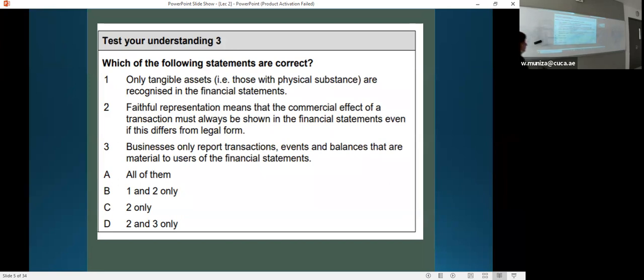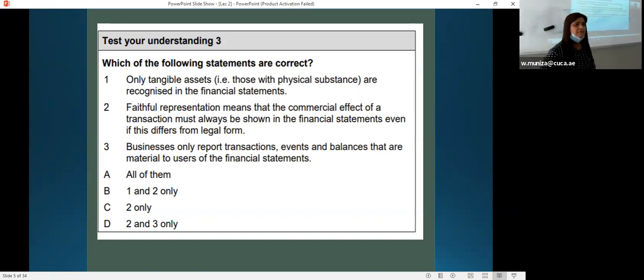The definition that the commercial effect of a transaction must always be shown in the financial statements, even if it differs from the legal form, is substance over form. This is not the meaning of faithful representation. Got it? Faithful representation simply means that with honesty and unbiased behavior, the transactions have to be recorded. While substance over form means that the commercial effect, the economic substance of the transaction, will have priority over the legal form. Getting it? The next point.